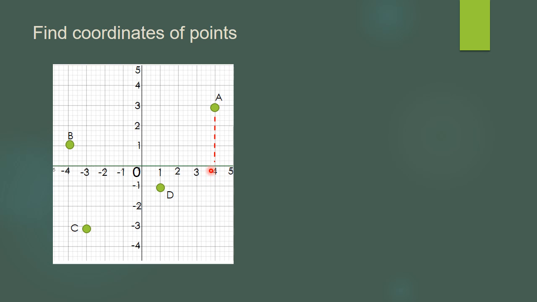Now to get the y coordinate, I have to draw the perpendicular. This perpendicular intersects at 3. So the coordinate of A becomes 4 because this point intersects at 4 on the x-axis, and on the y-axis it intersects at 3. So the coordinate of point A becomes 4 comma 3.